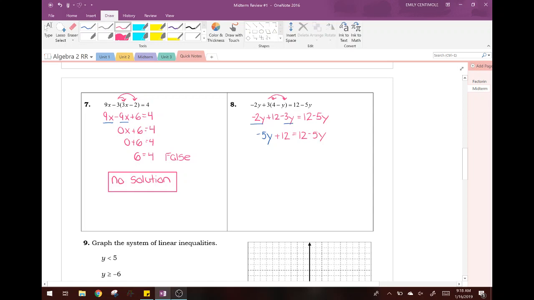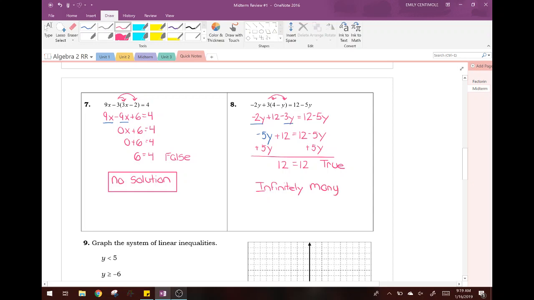At this point, some of you might be realizing what's happening. You had a true statement there because the left and right side were exactly the same. But if you didn't, let's see what would happen. You would get negative 5y plus 5y, which is 0. So you're left with 12 on the left side. Negative 5y plus 5y is 0, so you're left with 12 on the right side. Your variables cancel, leaving you with a true statement, which means there are infinitely many solutions.